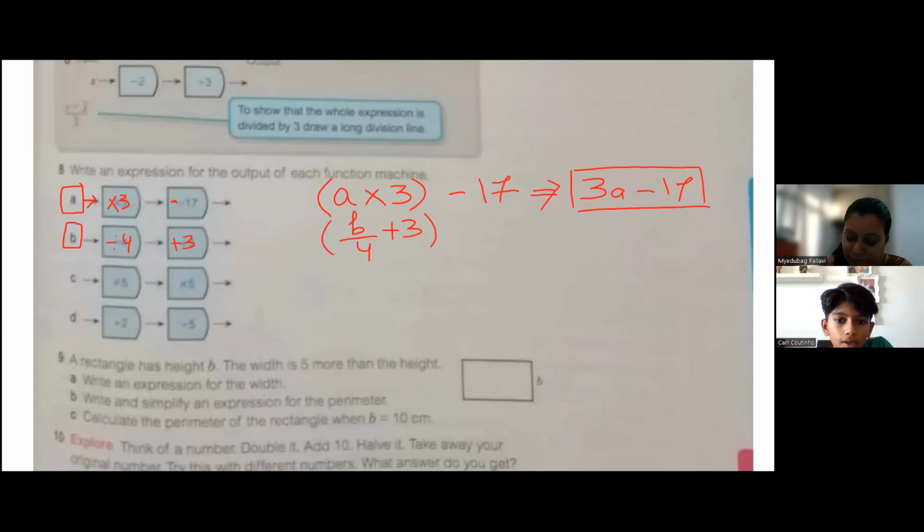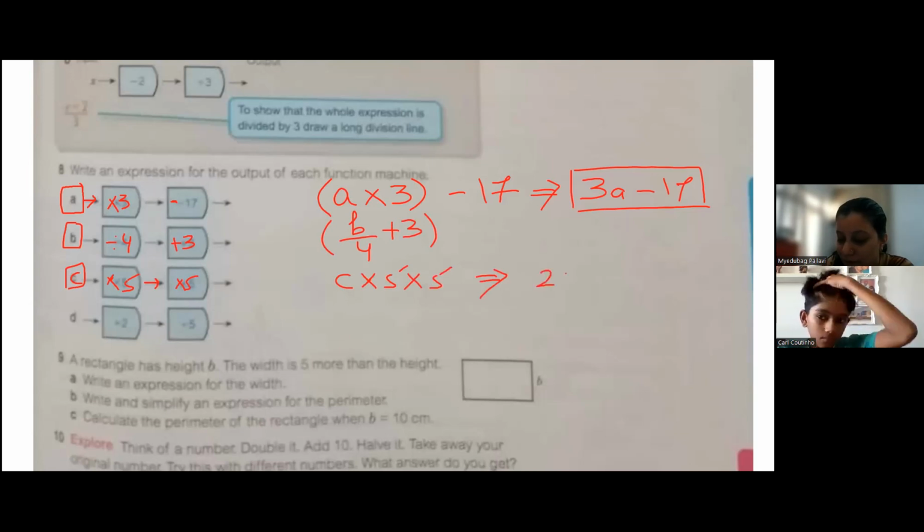Next one, there is c. c is getting multiplied by 5, and in the next step also multiplied by 5. Like c is getting multiplied by 5 and again multiplied by 5. So we can simplify this: 5 into 5 will give us 25. So the expression will just be 25c.